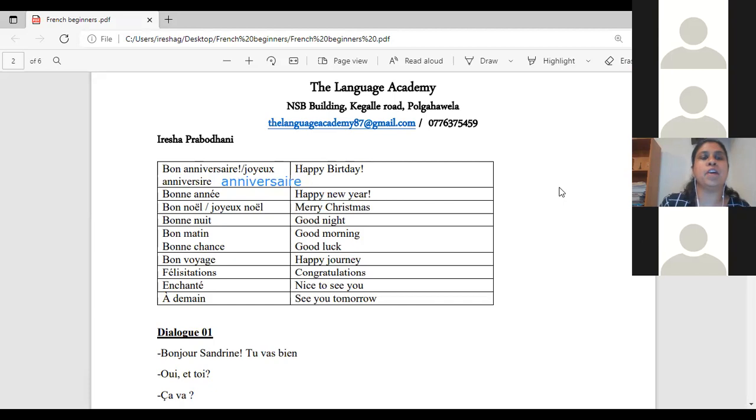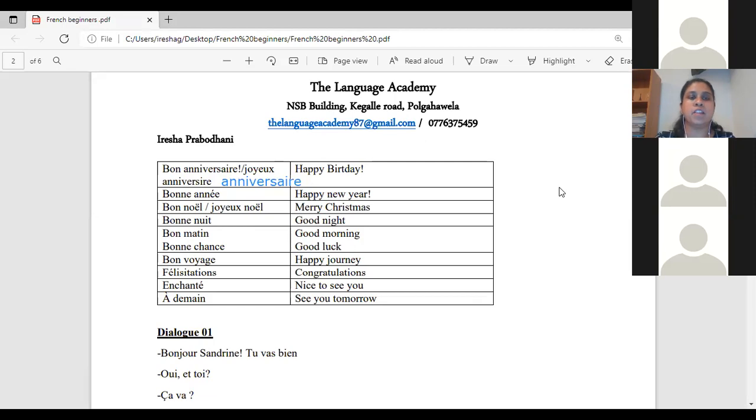Okay, the first word is bon anniversaire, or joyeux anniversaire. So you write bon anniversaire to say happy birthday. Joyeux anniversaire is for the same thing, but when you are writing a birthday card or something, it is better to use joyeux anniversaire. Even bon anniversaire is okay. Both the words are correct. And then to say Happy New Year, you say Bonne Année.